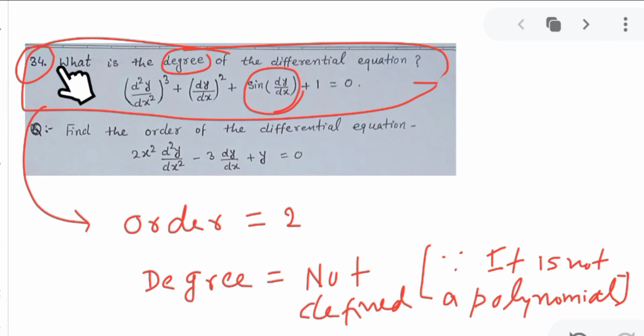So this is the answer for question number 34. The question was not asking order, so you will write only degree: not defined. If order is asked, then the order will be 2. So this is clear.